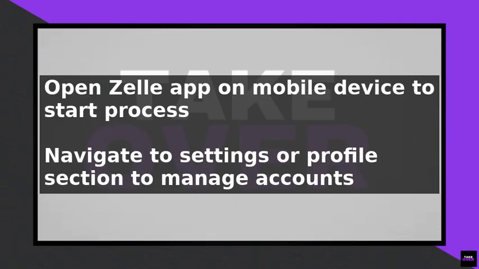This is usually found by tapping on your profile picture or name. In the Settings section, look for the Manage Account or Payment Methods option and select it. This will take you to a page where you can view and edit your linked debit cards. Find the debit card you want to update or replace and select the Edit or Remove option next to it.